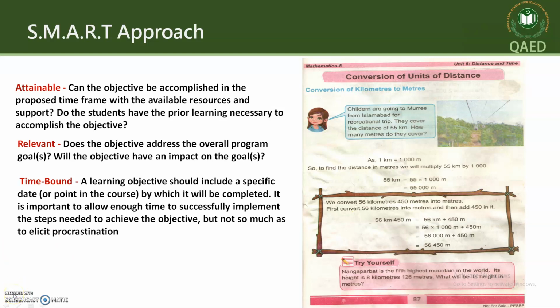The last one is time bounded. A learning objective should include a specific date by which it will be completed. We complete our SLO objective by the specific date. We divide our topic or course into a limited time period which we specified for it. So within that time, if we achieve our goal by using the SMART approach, then our objective will be completed.